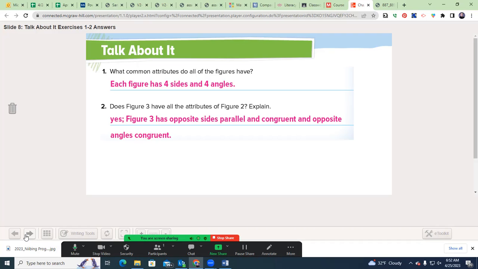And you may have heard of a quad as something you can ride around on the trails. It has 4 wheels. So a quad means 4. So that's going to tell you quadrilateral means 4 sides.